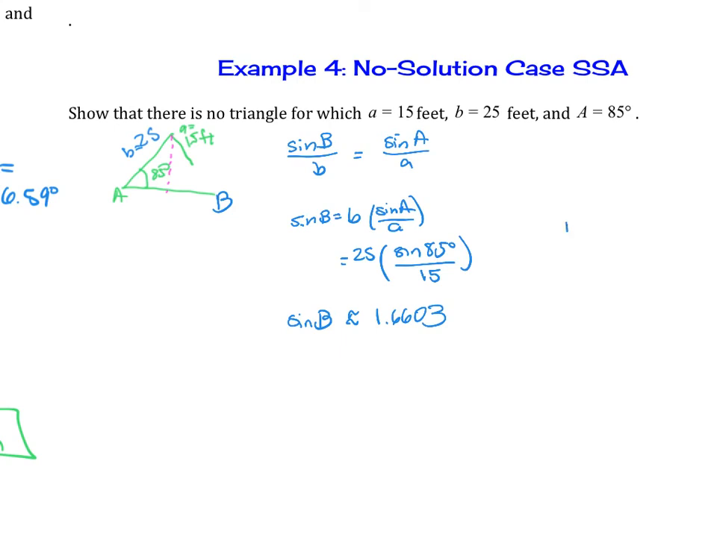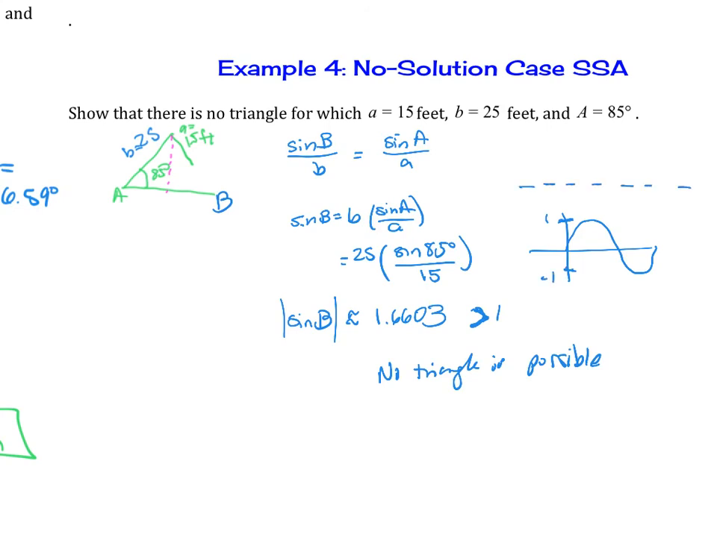If you remember the sine graph, what is the maximum and minimum of a sine graph? It's 1, right? So if it's greater than 1, when you plug this in your calculator, it's going to say domain error, because it's outside of the range. Whenever you see that this is greater than 1, no triangle is possible. If this is our graph of sine, with 1 and negative 1, 1.6603 is going to be up here, so that's never going to hit the sine graph. So in this case, no triangle is possible.